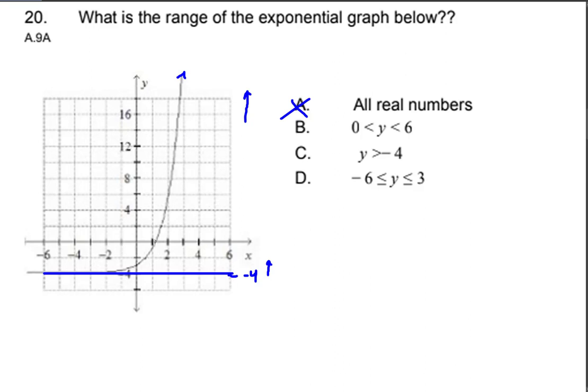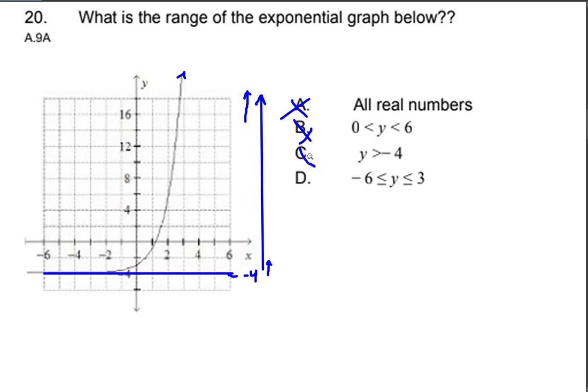So 0 to 6 would only be from here to there. That doesn't even make sense. So y values greater than -4. Well, that's looking promising. It looks like my y values do go anything greater than -4, right? Anything there and above. So that actually looks like a possibility.